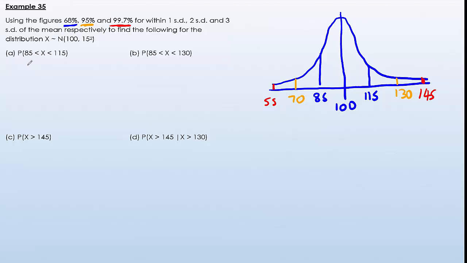So the first question is just asking 85 to 115. We've already decided that that's 68%. As a decimal, that's 0.68.